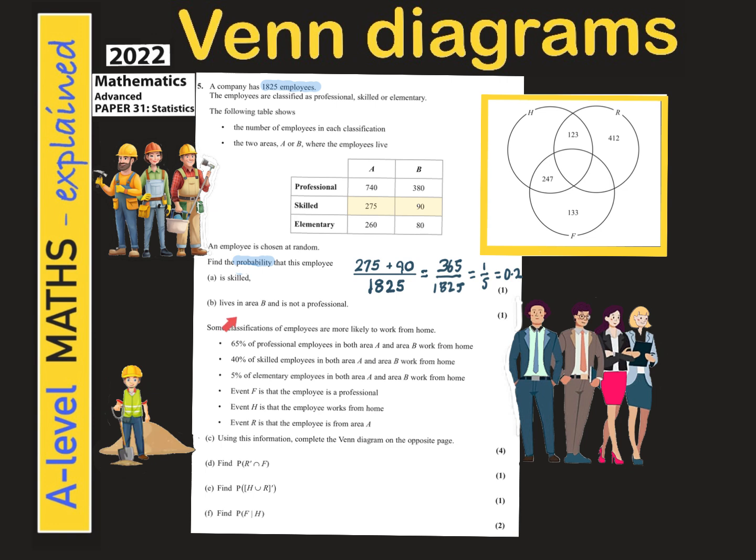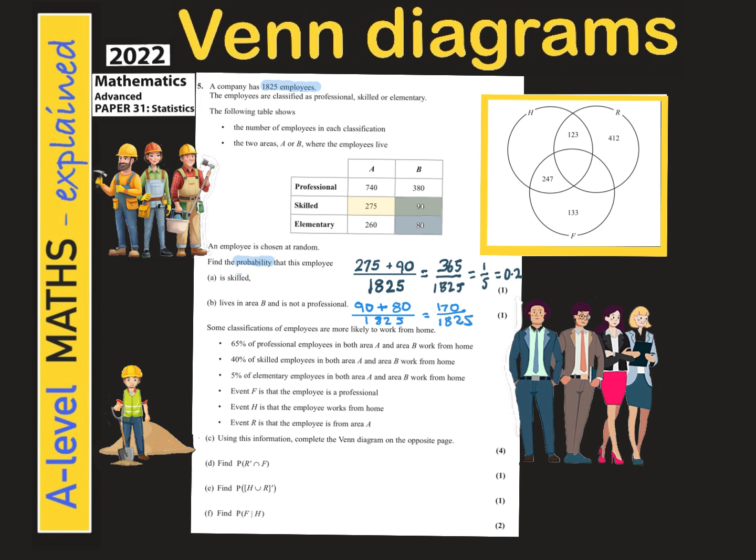When you look at question B, we're looking for an employee that lives in area B and is not a professional, and we still want the probability. The cells that we're going to look at are the one with the 90 here and the 80 here. Those two skilled and elementary workers live in area B. And so 90 plus 80 over 1825 will be 170 over 1825. That gives you a mark.